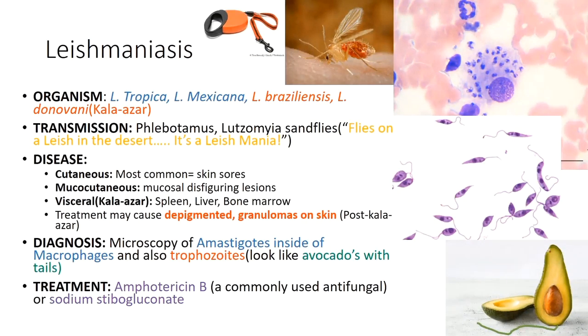So now on to leishmaniasis. We did talk about this as well in skin. It is making its way back. So the organisms are Leishmania tropica, Leishmania mexicana, Leishmania braziliensis, and Leishmania donovani, which is the one that causes kala-azar, and that's the one we're going to be mainly emphasizing today. Transmission is from your Phlebotomus or Lutzomyia sand flies. And remember, the flies are on a leash in a desert.